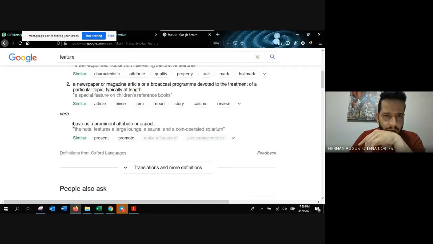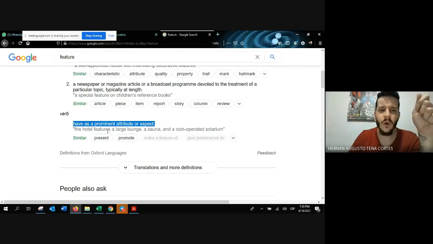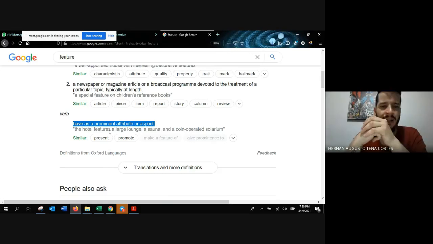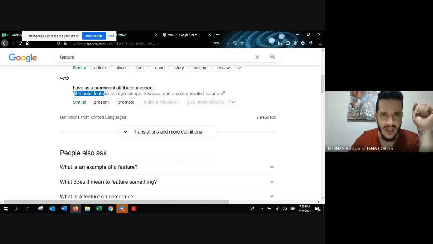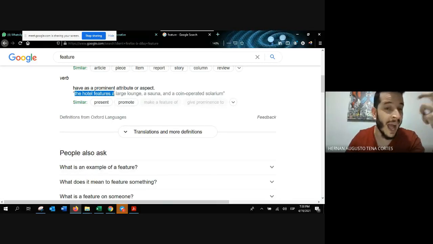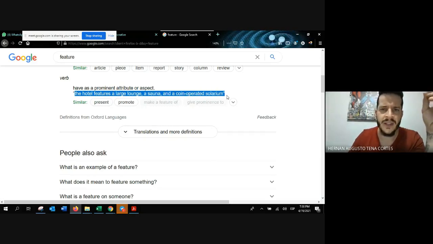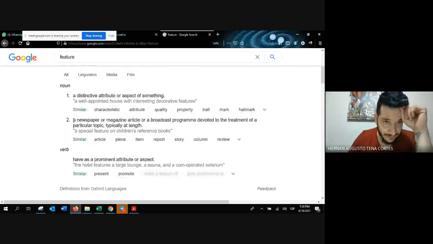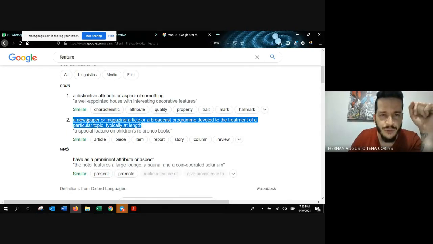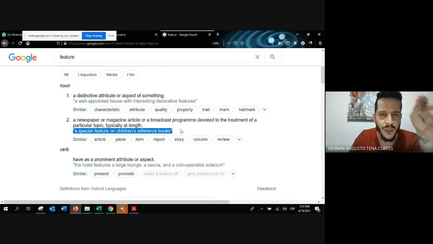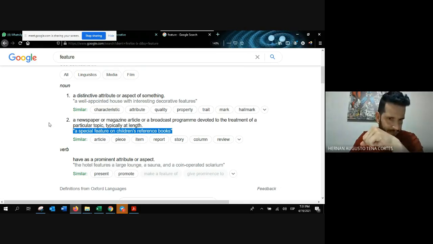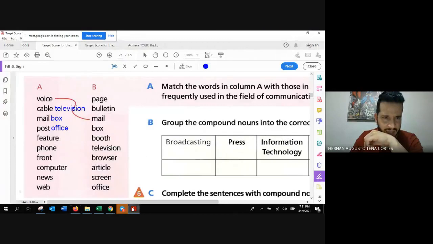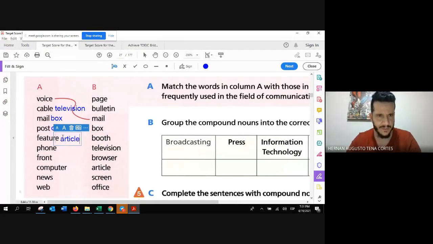Feature, como un sustantivo, es que algo contiene algo para dar, un servicio o un atributo para dar. For example, aquí tenemos la frase, the hotel features, the hotel offers, the hotel has a large lounge, a sauna, and a coin-operated solarium. Y la segunda definición como sustantivo dice, a newspaper or magazine article or broadcast program devoted to the treatment of a particular topic. For example, a special feature on children's reference books. Entonces puede ser un programa o un artículo de revista o periódico que tiene un tema en específico. In this case, for this exercise y en este contexto, we are going to say feature article.